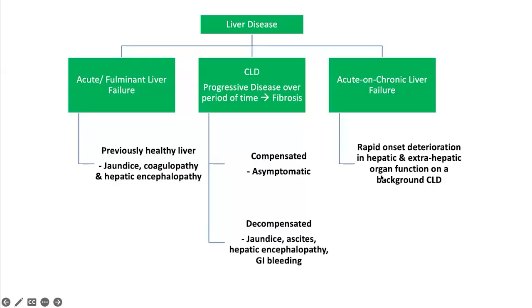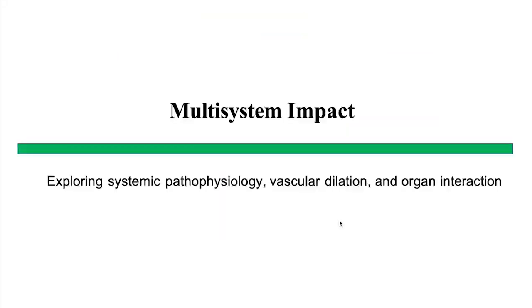And the third entity is acute on chronic liver failure. That is rapid onset of deterioration in hepatic and extrahepatic organ function on a background of chronic liver disease. So in a patient with chronic liver disease, there will be acute onset of organ failure, either liver or extrahepatic organ failure, right? So out of these entities, acute liver failure, decompensated chronic liver cell disease, and acute on chronic liver failure carry high perioperative mortality and morbidity, right? So this is the basic classification of liver disease, right?